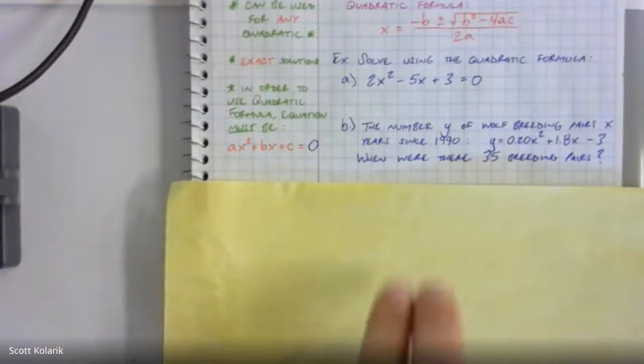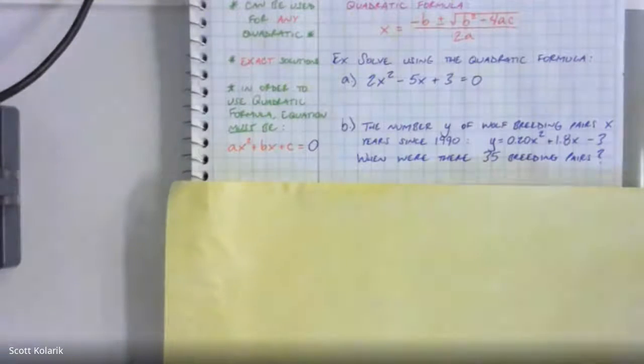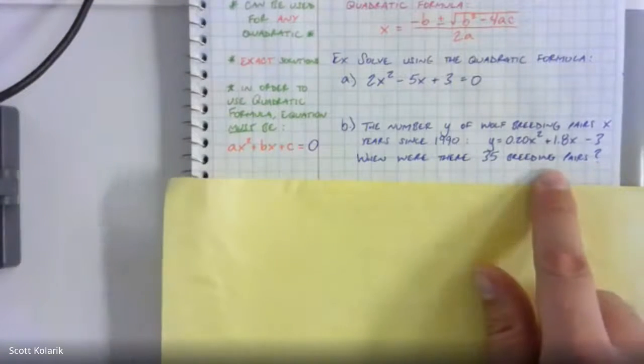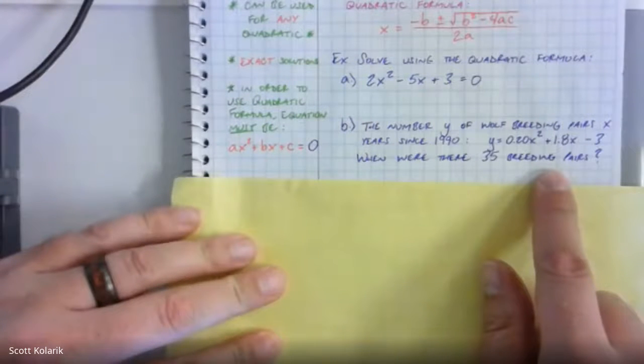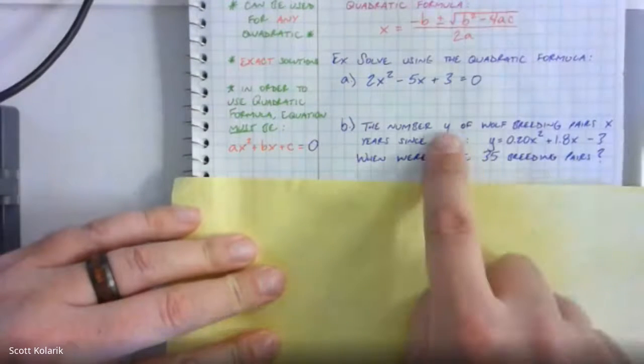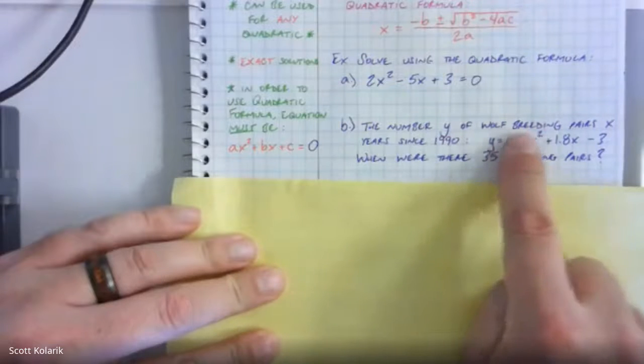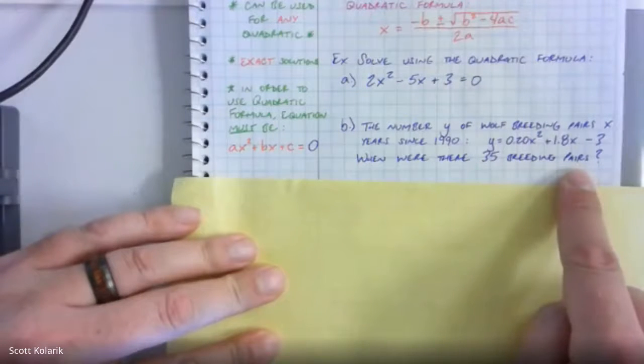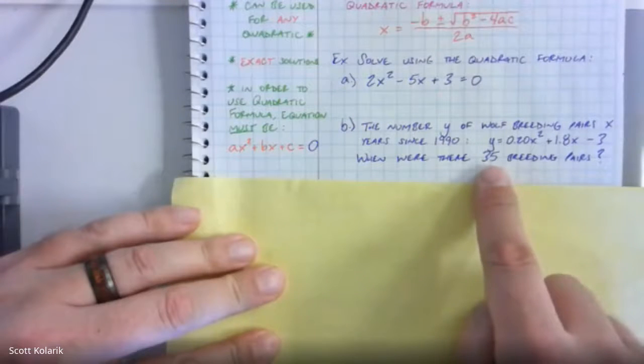And then they ask us one question using this. When were there 35 breeding pairs? What they've just given us is one of the variables. Y represented breeding pairs. So if there are 35 breeding pairs that we're trying to find the answer for, 35 is Y.